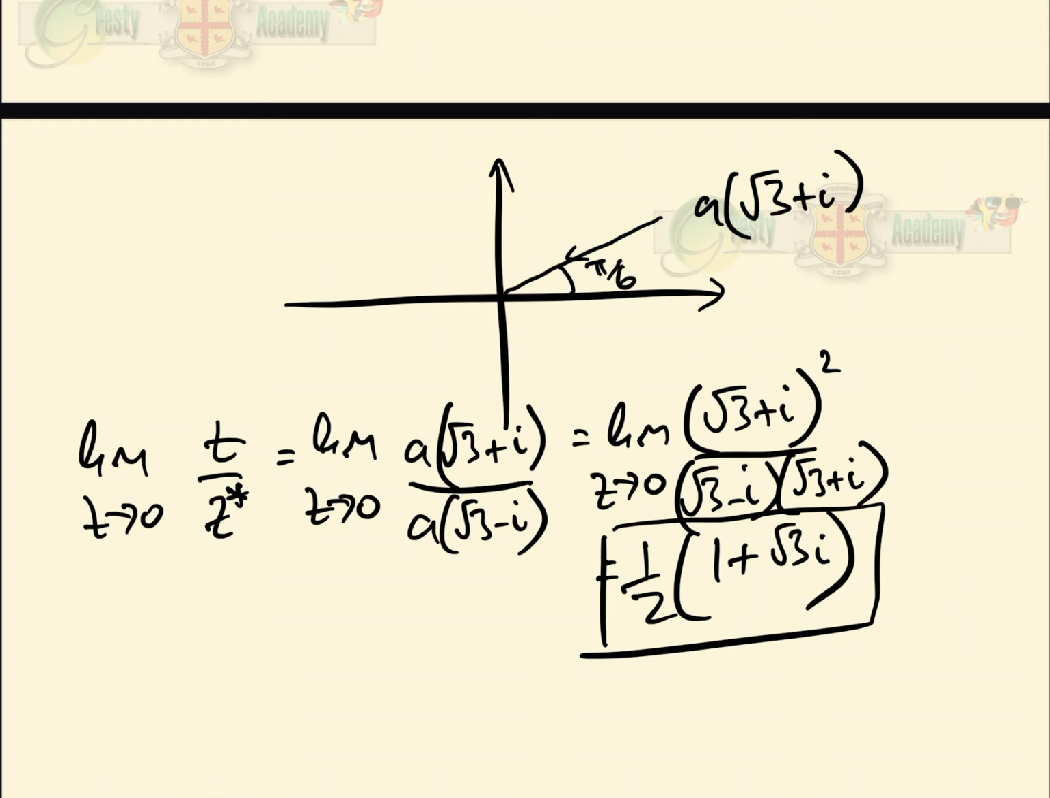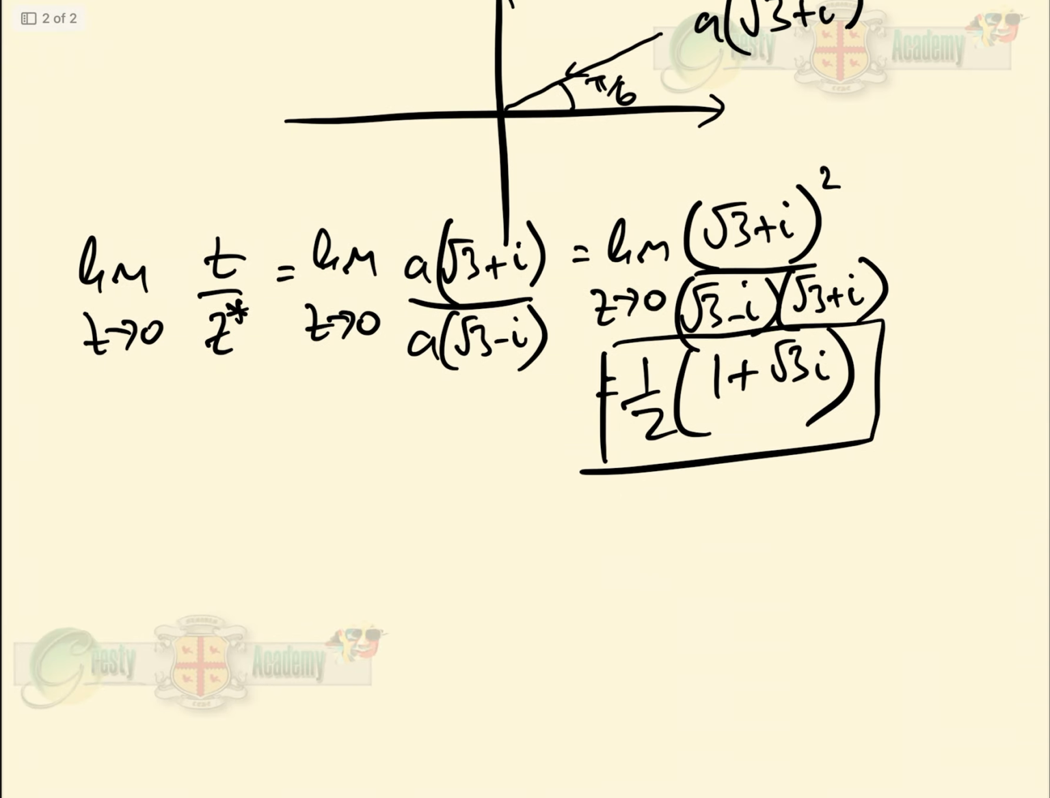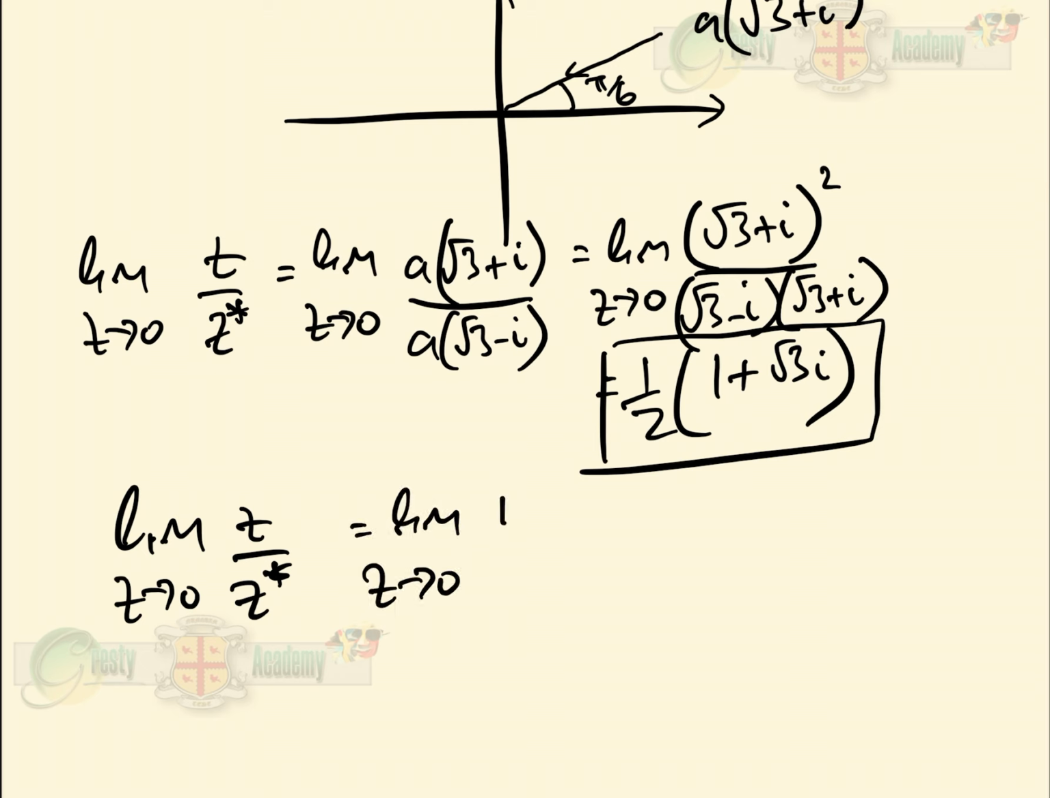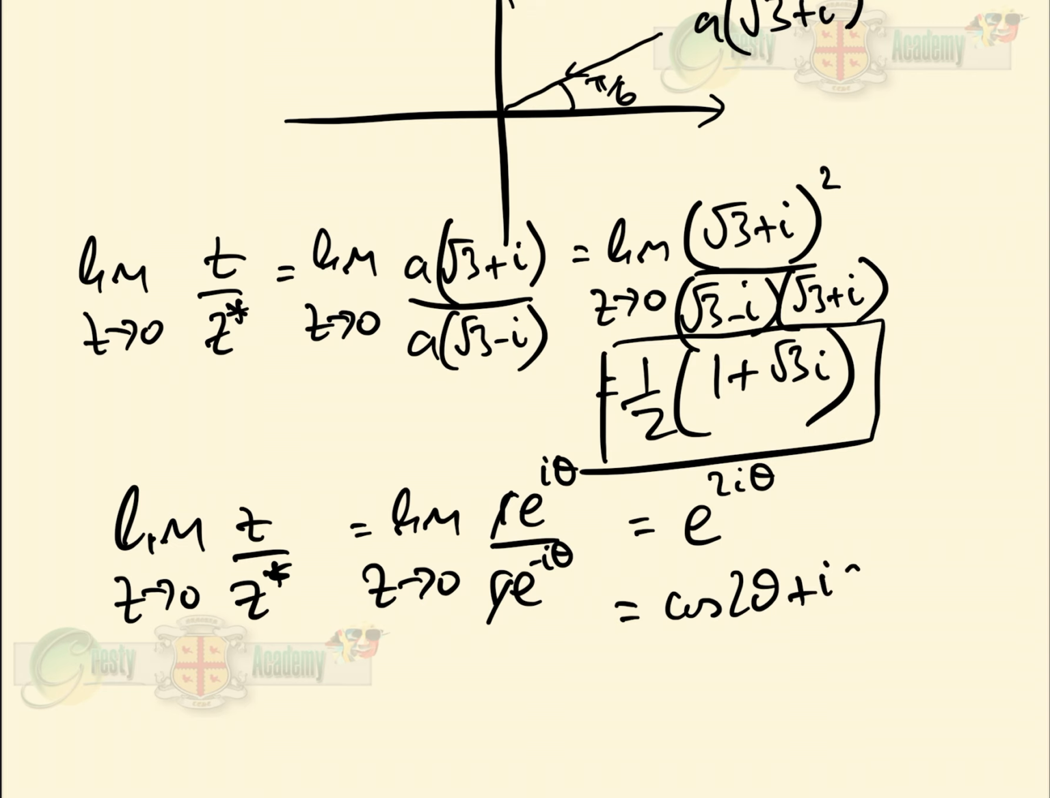Now we have enough information that we can start generalizing, and the way to generalize is to put it in polar form. So let's have a look at our limit as z approaches 0 of z over z conjugate, writing it in polar form, which is the limit as z approaches 0 of r e to the i theta over the conjugate, which by definition is r e to the minus i theta. The r cancels, and that gives us e to the 2i theta, which is equal to cos 2 theta plus i sine 2 theta.